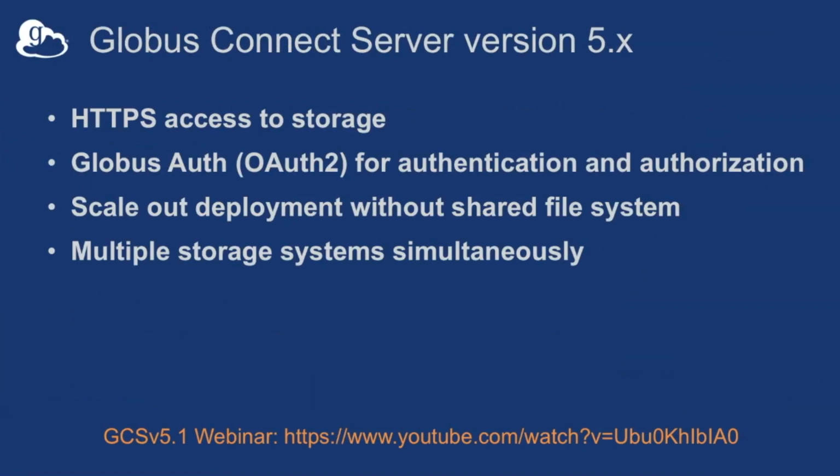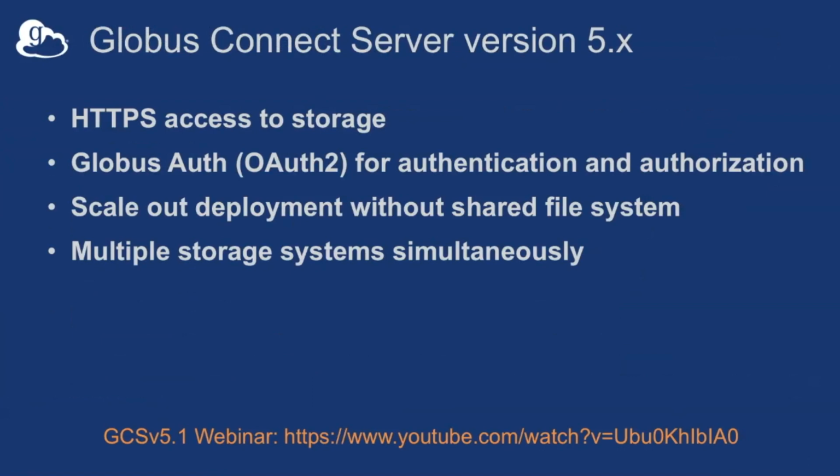So if you have a POSIX file system and a Ceph file system and you want to talk to Amazon S3 or Google Drive, you would need different installations, different servers for each of those. In the new one, you'll be able to have all of those running from the same Globus Connect Server installation, the same endpoints, that will be able to talk to all of these simultaneously.